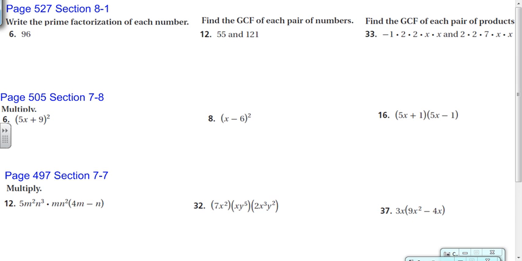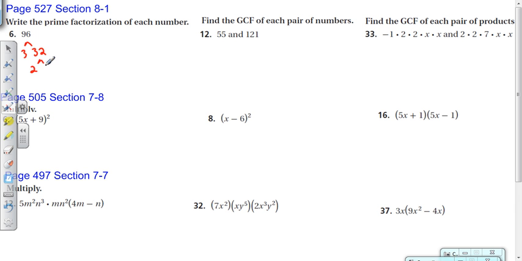Number 6, you have to write the prime factorization of 96. Prime factorization, the easiest way to do it is a factor tree. So what can you multiply together to get 96? Well, I know 3 can go into it 32 times. Then 32 can break up into 2 times 16. 16 is 4 times 4, and each 4 can break up into 2 times 2.